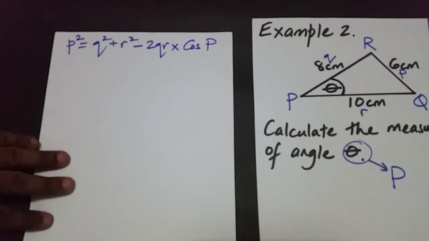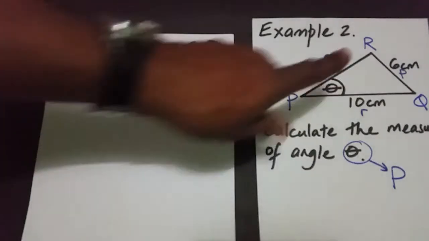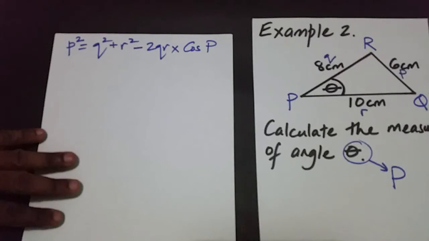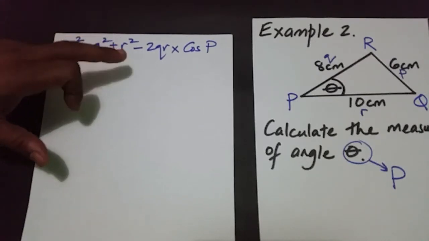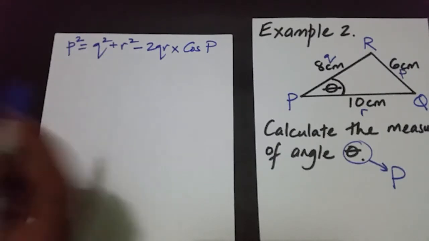Alright, so you're accustomed to seeing A, B, C. It doesn't really matter as long as you have P squared, as long as you have the letters that are relayed in terms of information on the diagram. Just incorporate those in the formula and then you're good to go. So P squared is equal to Q squared plus R squared minus 2QR times cos of P. So let's start plugging in the values now.